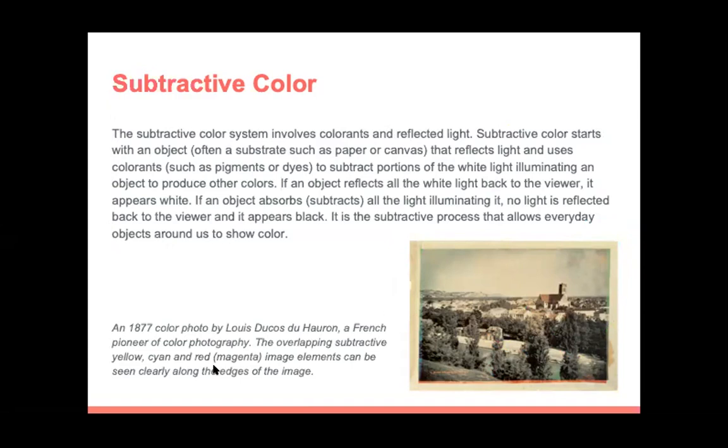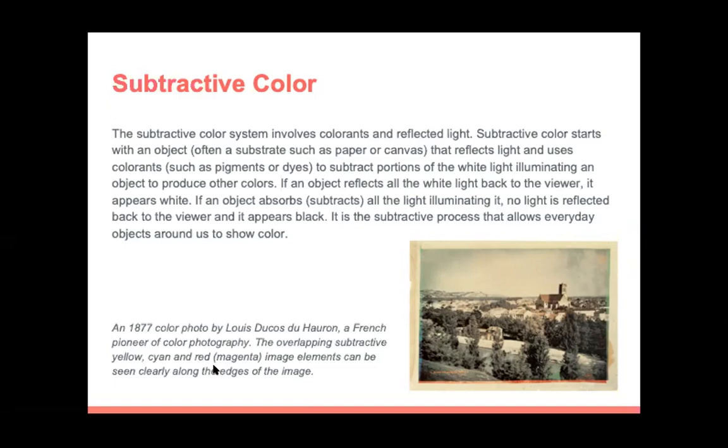Subtractive color starts with an object, often a substrate such as paper or canvas that reflects light and uses colorants, such as pigments or dyes, to subtract portions of the white light illuminating an object to produce other colors. If an object reflects all the white light back to the viewer, it appears white. If an object absorbs, which is subtracts, all light illuminating it, no light is reflected back to the viewer, and it appears black. It is the subtractive process that allows everyday objects around us to show color.